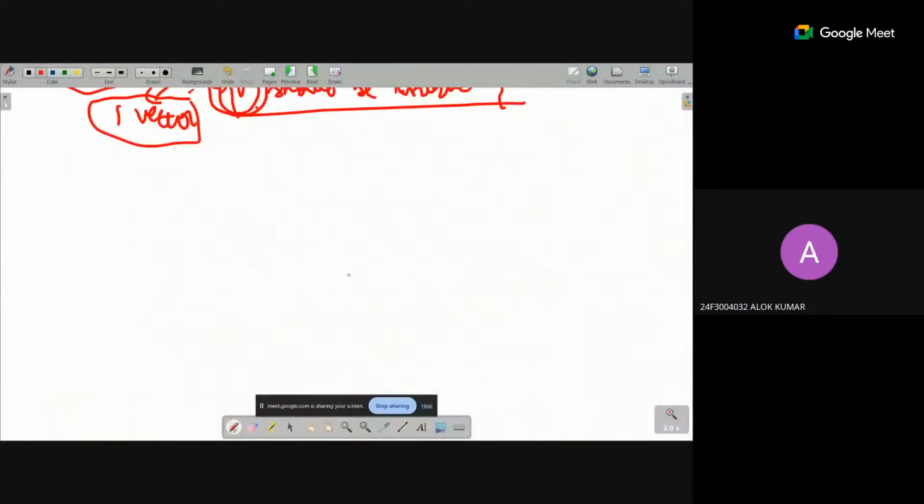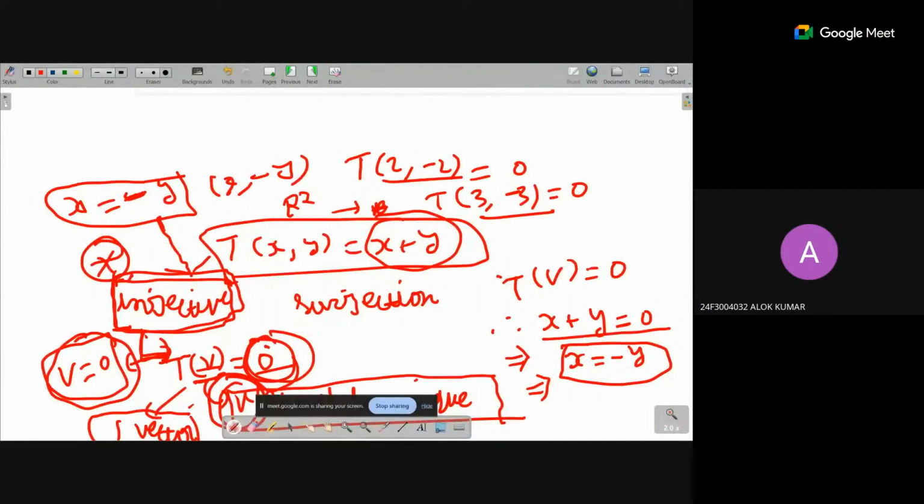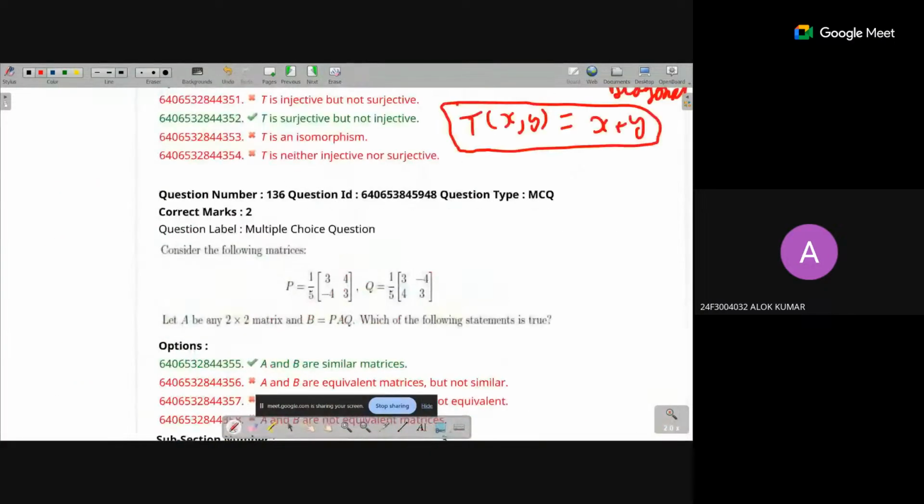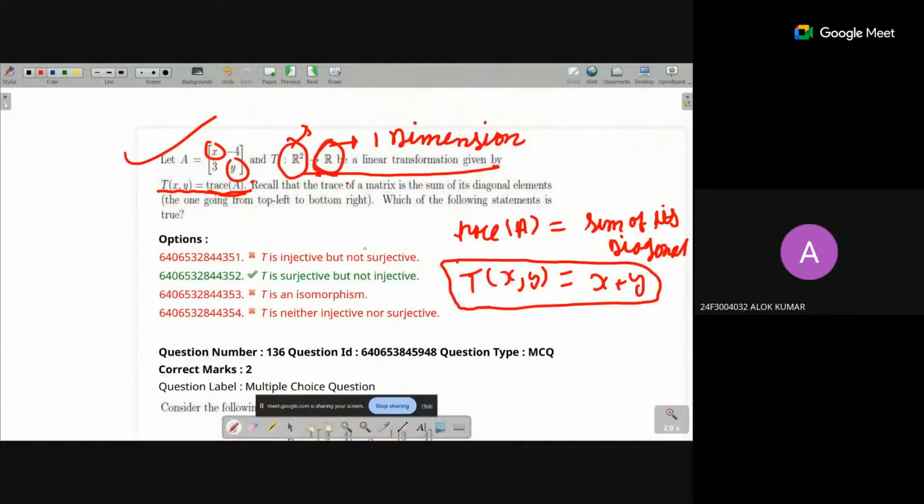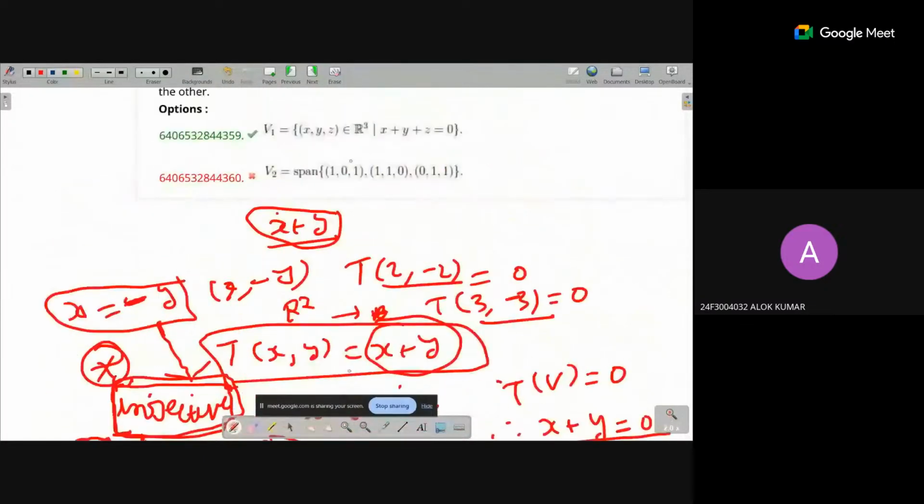So basically, it's like a function. If the image of the linear transformation, like x plus y, matches the codomain, then it is surjective. Here the codomain is what? This space R, same as Maths 1. So it's simply a scalar number. With x plus y, we can get all the real numbers, the whole set of real numbers.